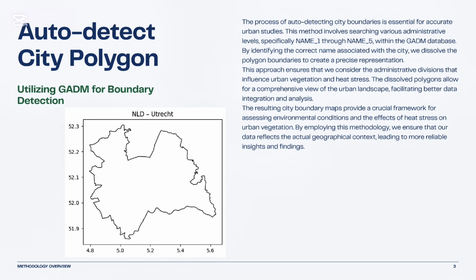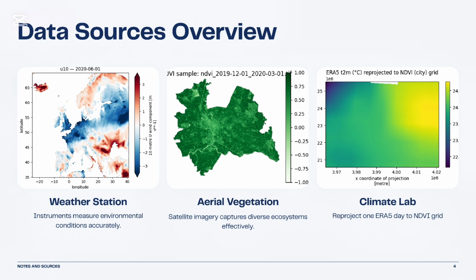climate and satellite data. On the left, we have ERA5 land climate data, which provides daily variables like temperature and wind, here shown as the U10 or zonal wind component over Europe. In the middle, we have our vegetation data from the Sentinel satellites, shown as quarterly NDVI sample from Utrecht. Greener areas indicate healthier vegetation. Finally, on the right, the map shows our key harmonization step, reprojecting the low resolution ERA5 temperature data onto the high resolution NDVI grid. This pixel alignment is crucial for our analysis.